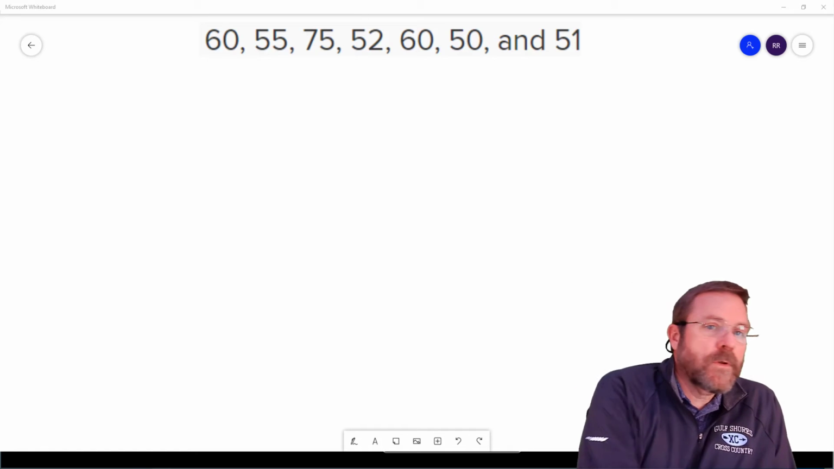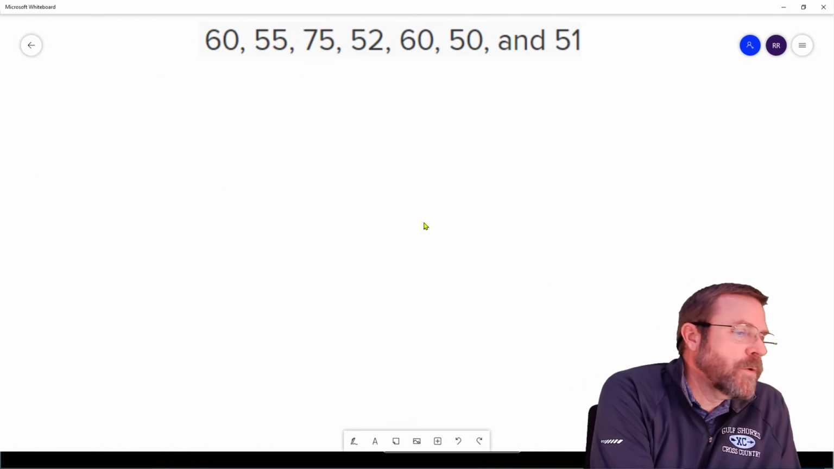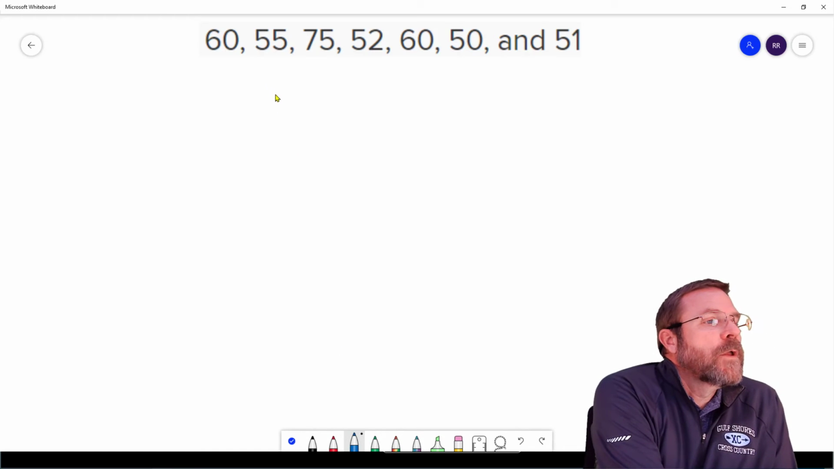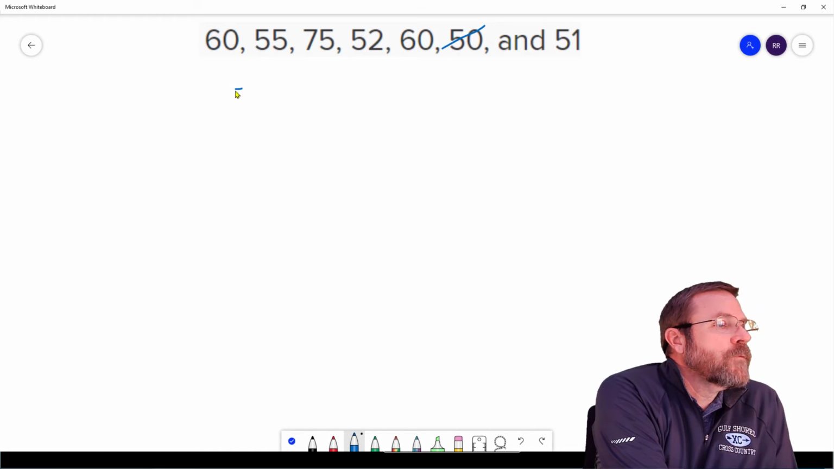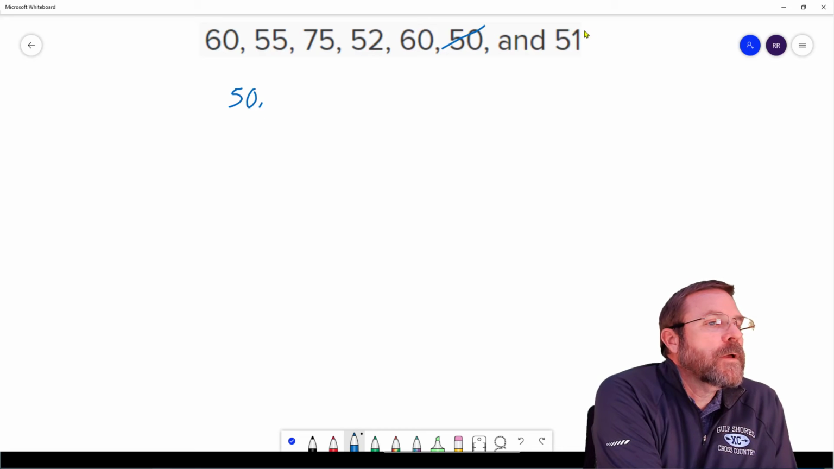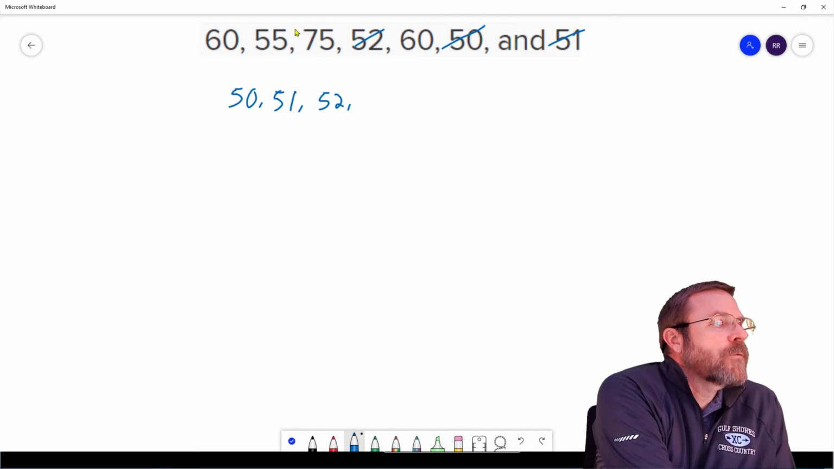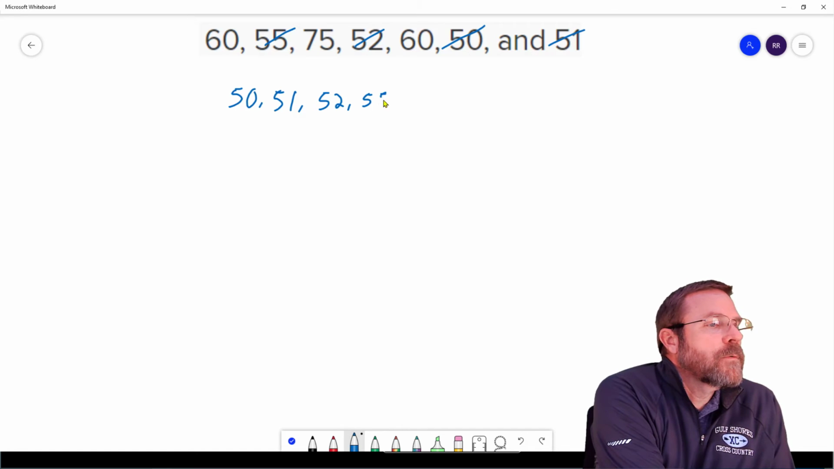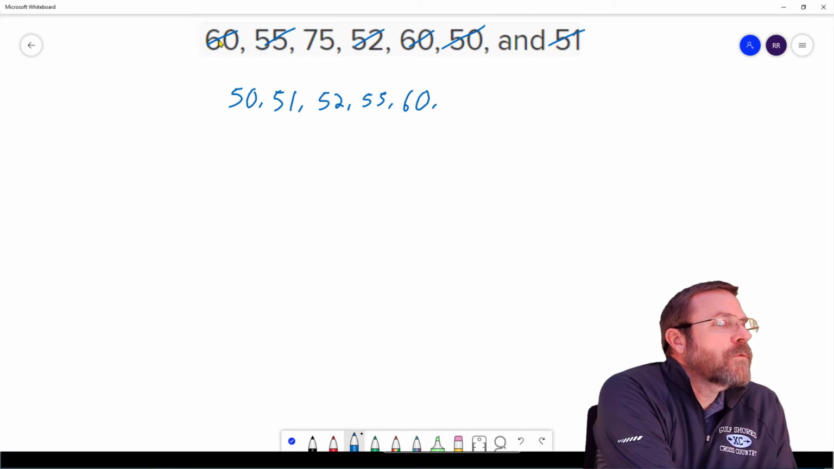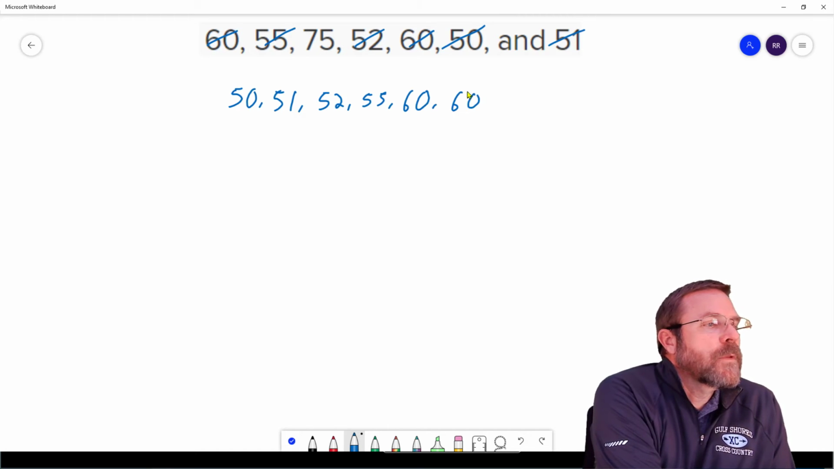And of course, the first thing that we need to do is place them in order from least to greatest. So the least number is going to be 50. After 50, I get 51. After 51, I have 52. Then I have a 55. Then I have a 60. Then I have another 60. And then I have 75.